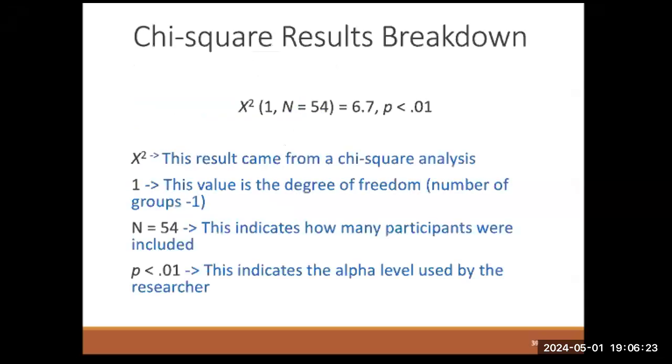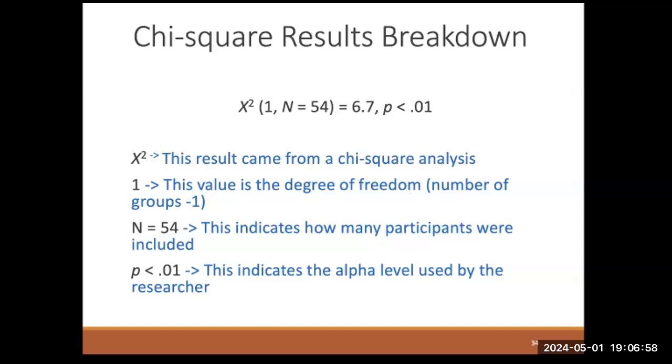So when you have chi-square results, this is what it's going to look like. That funny looking X with the exponent tells you it came from a chi-square analysis. So as soon as you see that, you know a chi-square was used. The 1 in parentheses is the degrees of freedom. The way you calculate degrees of freedom is the number of groups minus 1. N equals 54 says how many observations or participants were included. So we know there are 54.